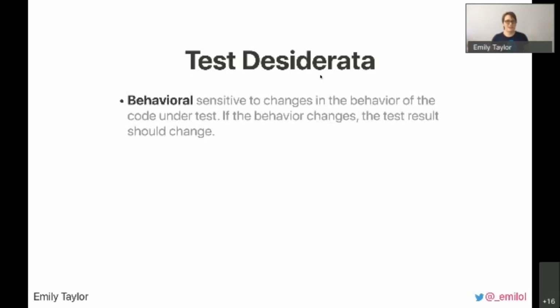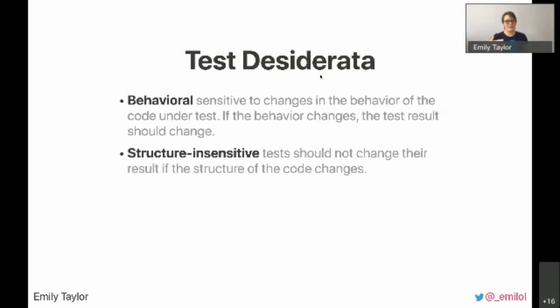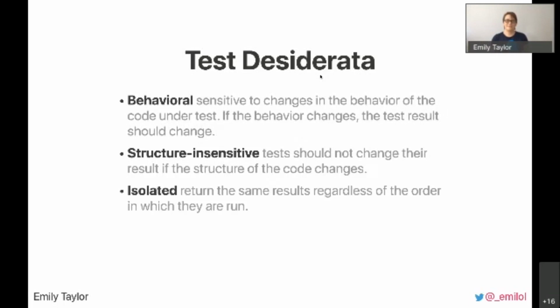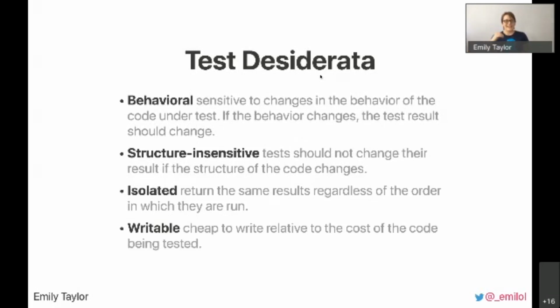If behavior changes, we want our test result to change. On the other side of the coin, we want them to be structure-insensitive. Tests should not change if the structure of the code changes. And isolated, they return the same result regardless of the order in which they are run. And writable, we also want them to be cheap to write. We don't want to spend all of our time writing our unit tests, right?